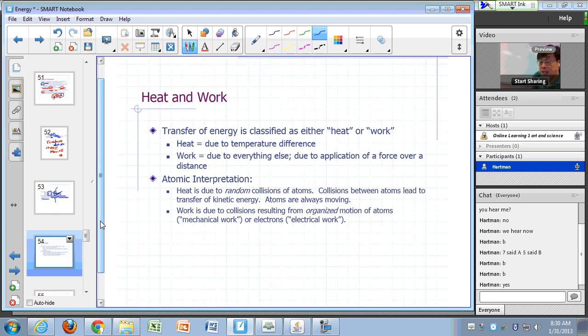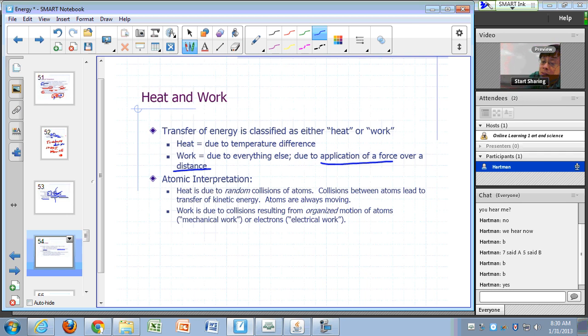All right, heat and work. Transfer of energy can be classified as either heat or work, and we've already seen what work was earlier. We said it's the application of force over a distance, and as a result of that, you transfer energy. We talked about the work energy theorem, for example. We said that the work would be manifested as a change in the kinetic energy.